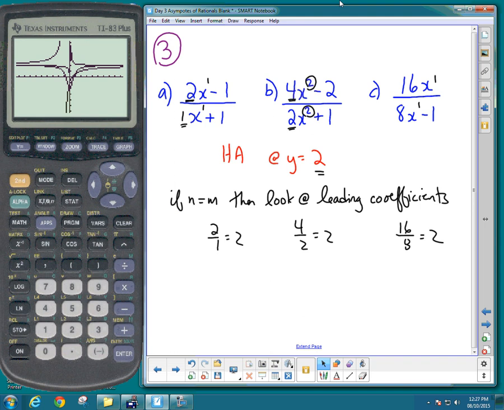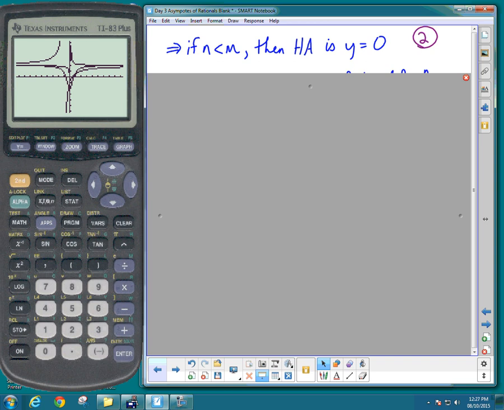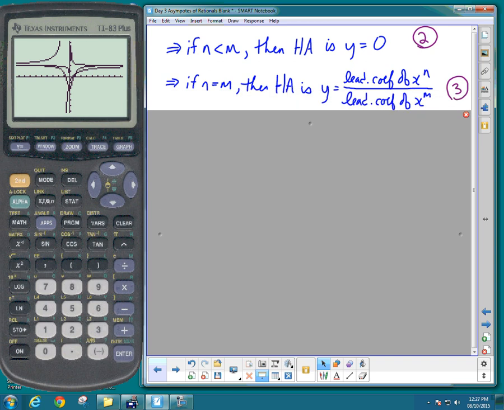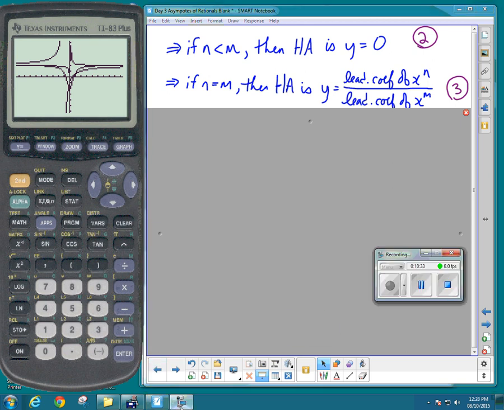So it turns out that for this third example, if n equals m, then the horizontal asymptote is found by taking the leading coefficient on the top divided by the leading coefficient of the bottom. Whatever that number is, that's where the asymptote is. So I'll give you a second to write that down. Pause if you need to.